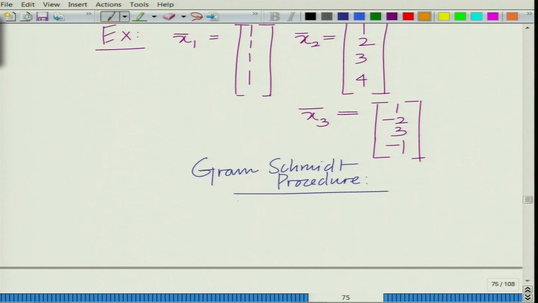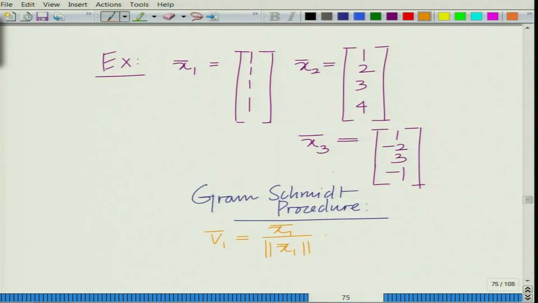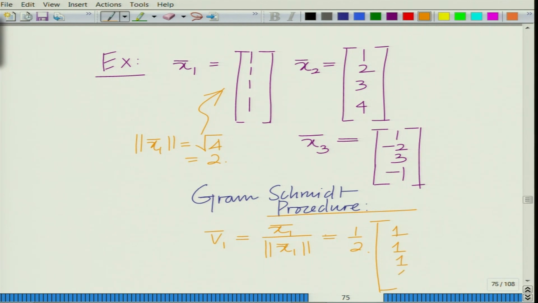Now, therefore, remember the first one is very simple: v1 bar equals simply take x1 bar divided by its norm to make it unit norm. We have x1 bar equal to 1 1 1 1. So, the norm of x1 bar is equal to square root of 4, equal to 2. So, v1 bar will be 1 over 2 times the vector x1 bar, which is essentially this is your v1 bar.